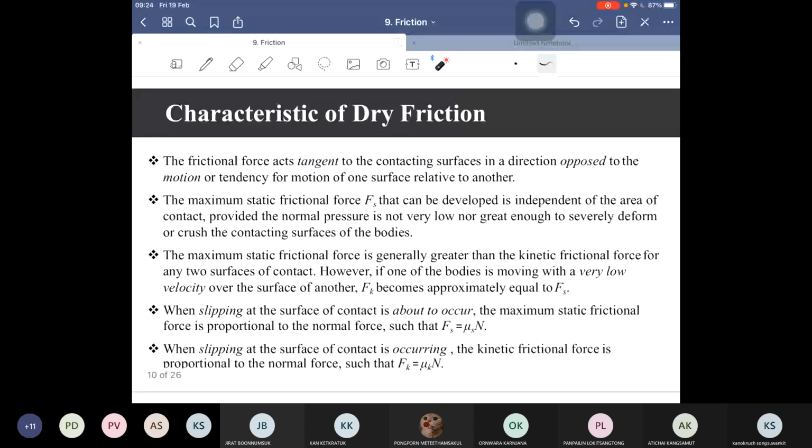This slide concludes all the characteristics of dry friction for you. Okay, I already explained all of them on the previous slide, so just list them and try to understand again.